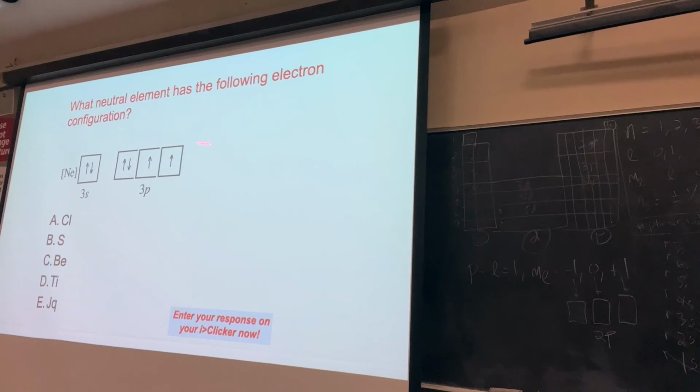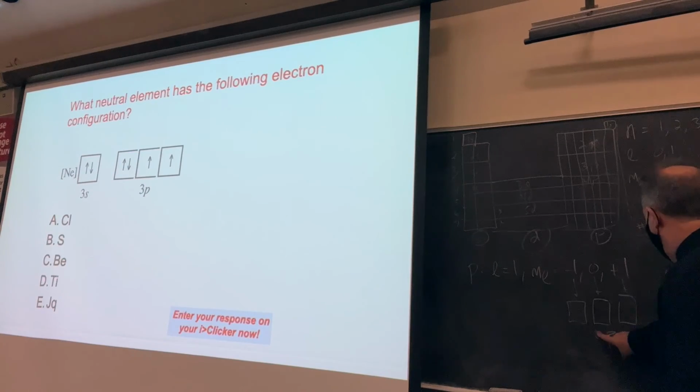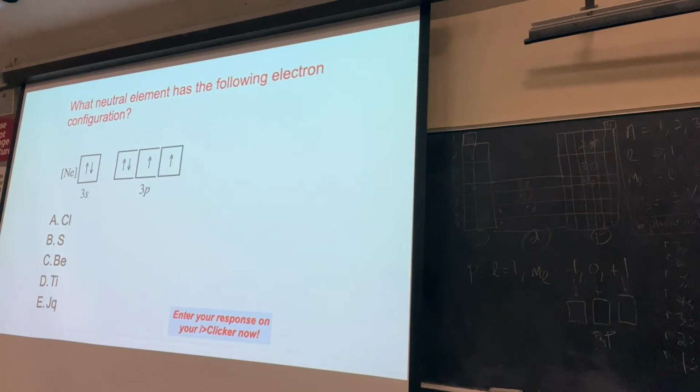So when you draw three boxes like that, one of them would be m sub l equals -1, one of them would be m sub l equals 0, and one of them would be m sub l equals +1. I see I wrote 2 right there when it should be a 3, but it's the same idea. Whatever the number is in front of the p, it's going to be that one. Likewise, when you write s, s means l equals 0, and the only value of m sub l is 0. So that's one orbital, one box. All right? So we'll always write one box for the s's. We'll always write 3 boxes for the p's. We'll always write 5 boxes for the d's, etc., etc.